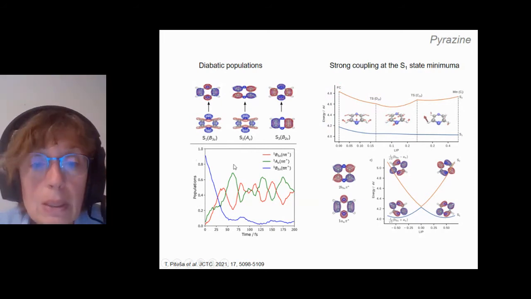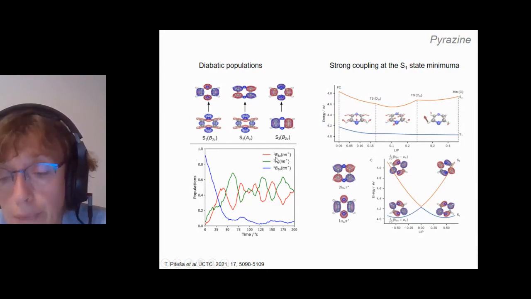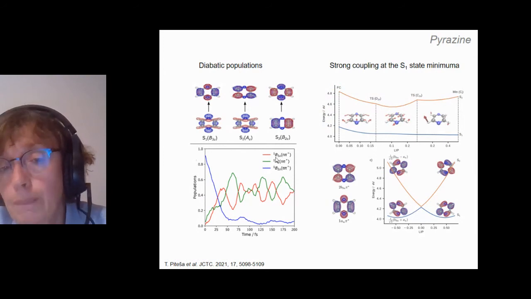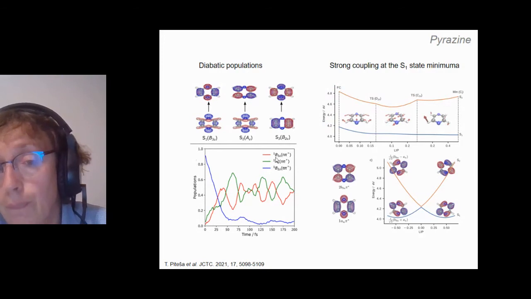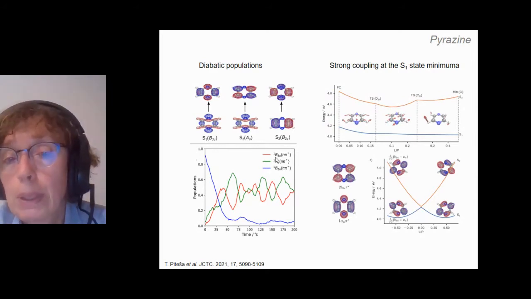Basically, our system evolves on a coupled AU and B3U potential energy surface. And that's why we are not able to distinguish them in the photoionization spectrum. The challenge in front of us is to identify a spectroscopic technique that can distinguish the two states and to compute the signal for this spectroscopic technique.